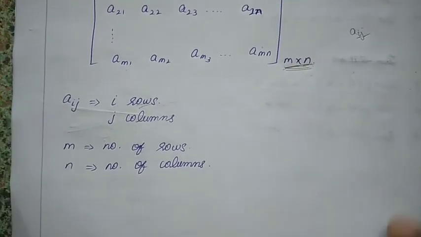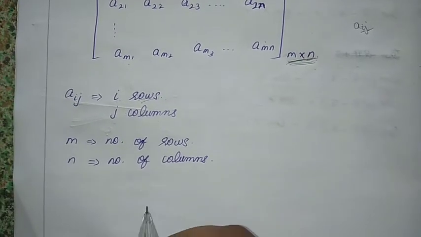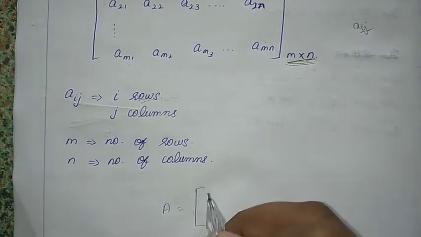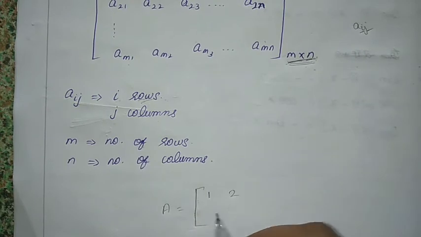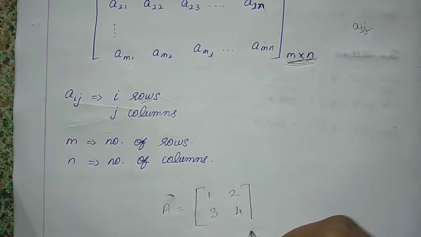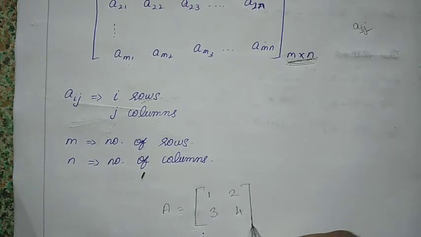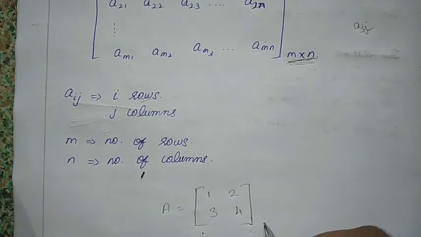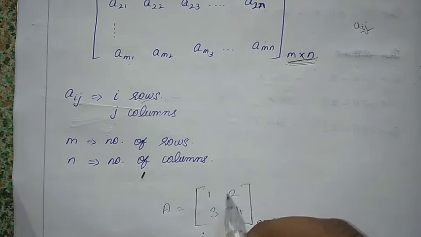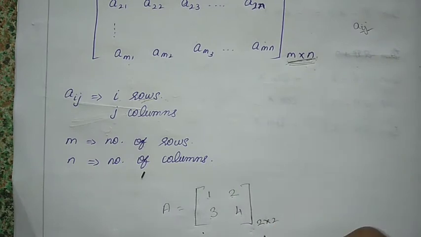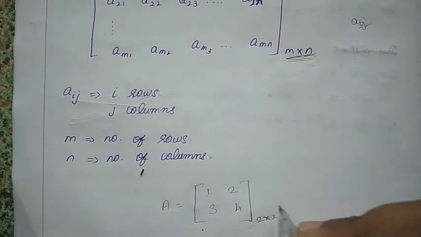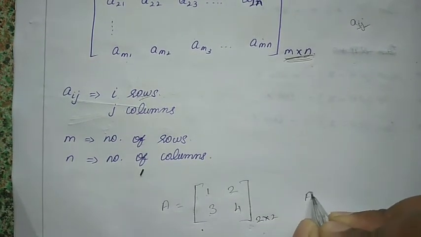Now let me give you an example. I'm naming the matrix as A. A is equal to 1, 2, 3, 4. Any such entries form a matrix. If we write like this, it will be a matrix, and this will be 2 by 2. See, here I have 1 row, 2 rows, so 2 rows and 2 columns here. So I can have any number of rows and any number of columns.